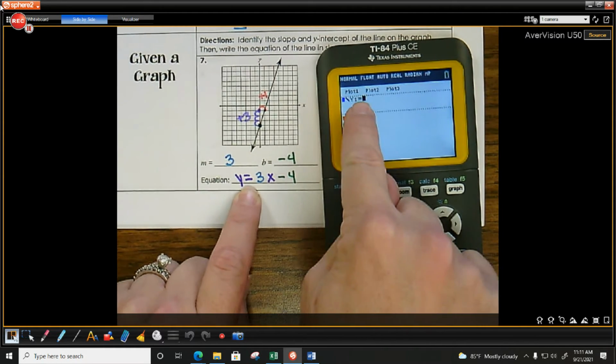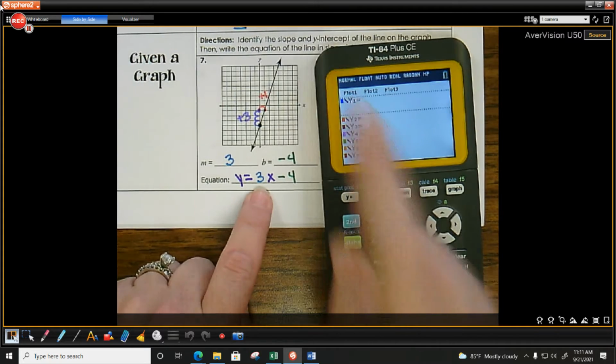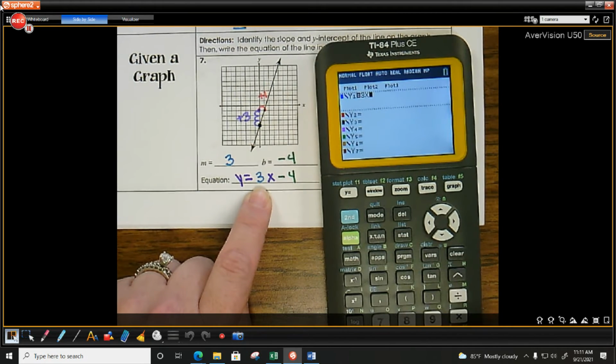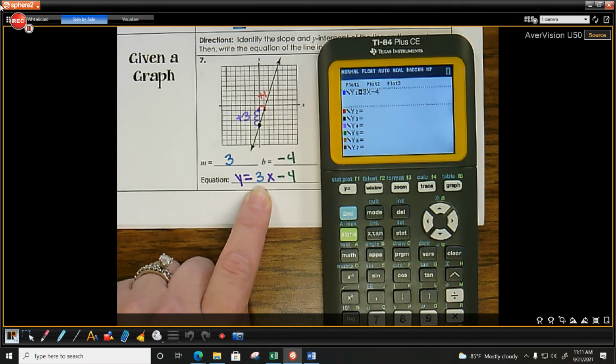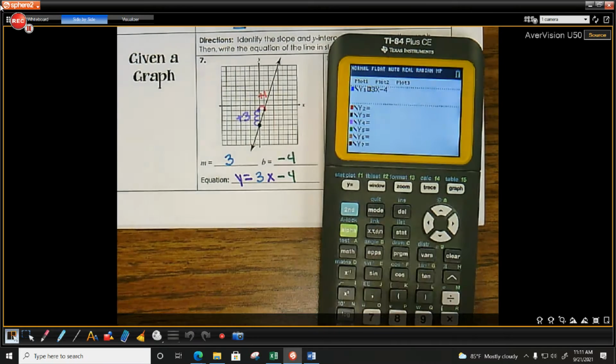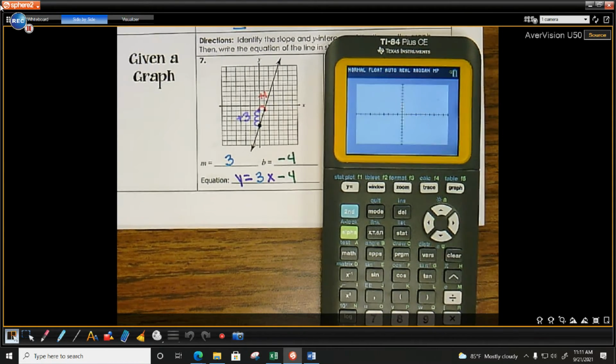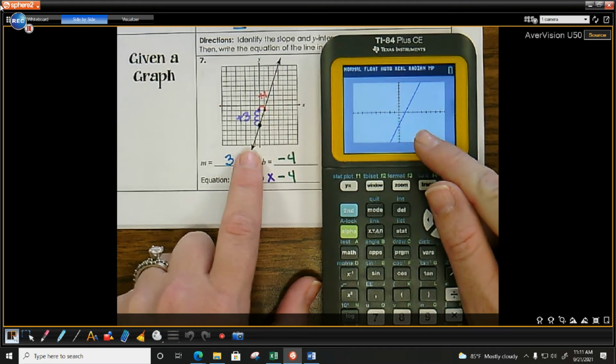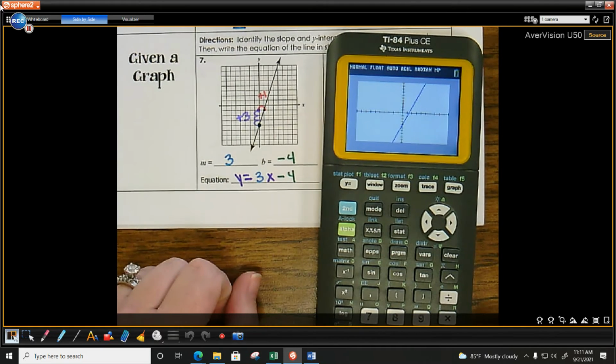Notice on the calculator it already says y equals. So I'm just going to type in my 3. Remember the x is the button next to the green button next to alpha. So 3x minus 4. So we're all typing this in our calculator. Again, I don't have to put the y equals because it already said y equals. Okay? We good with that? Hit the graph button, which is your top right button. And look, it graphs for you. Do these look the same? Yes, because we did it correctly. Do we like that we can check ourselves?